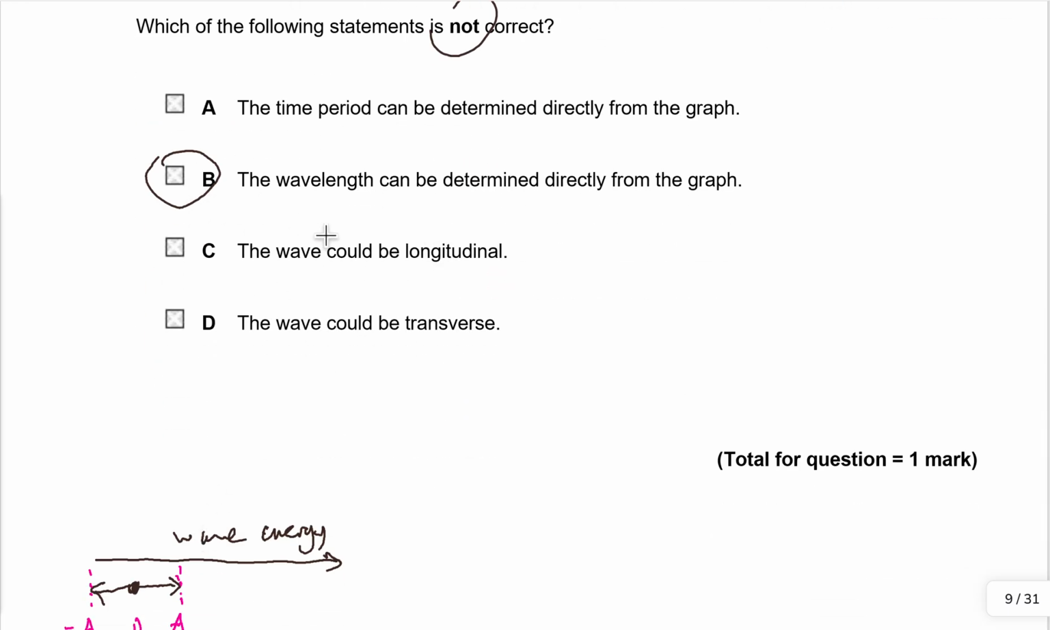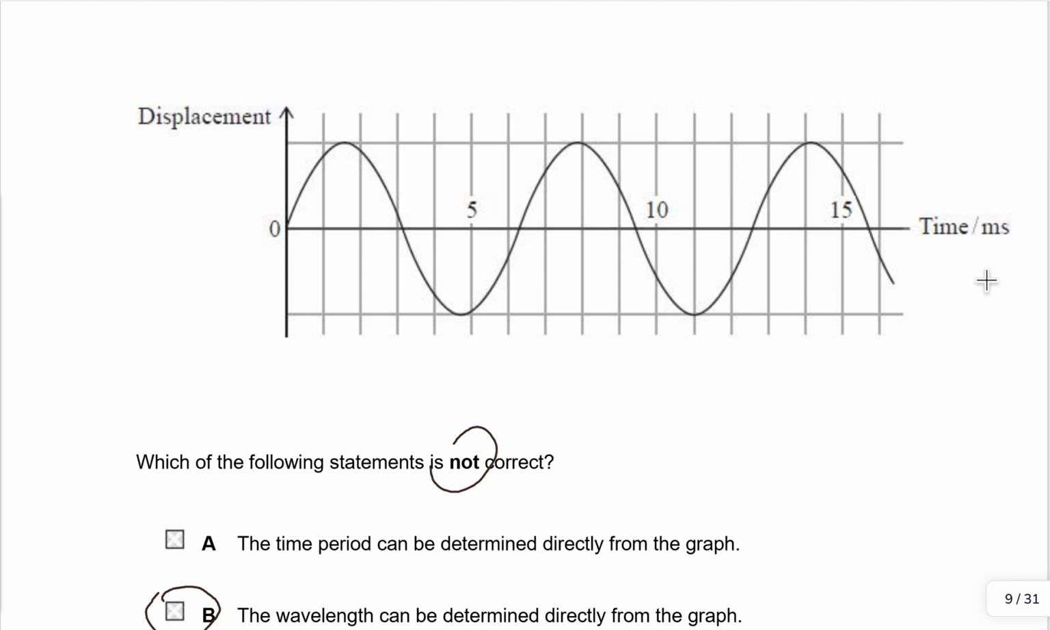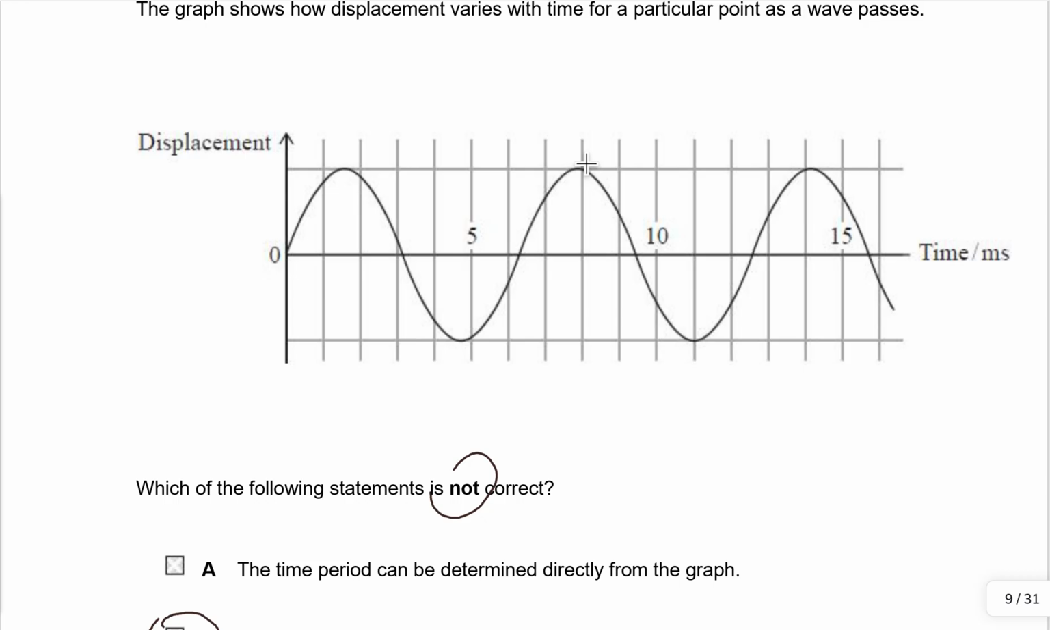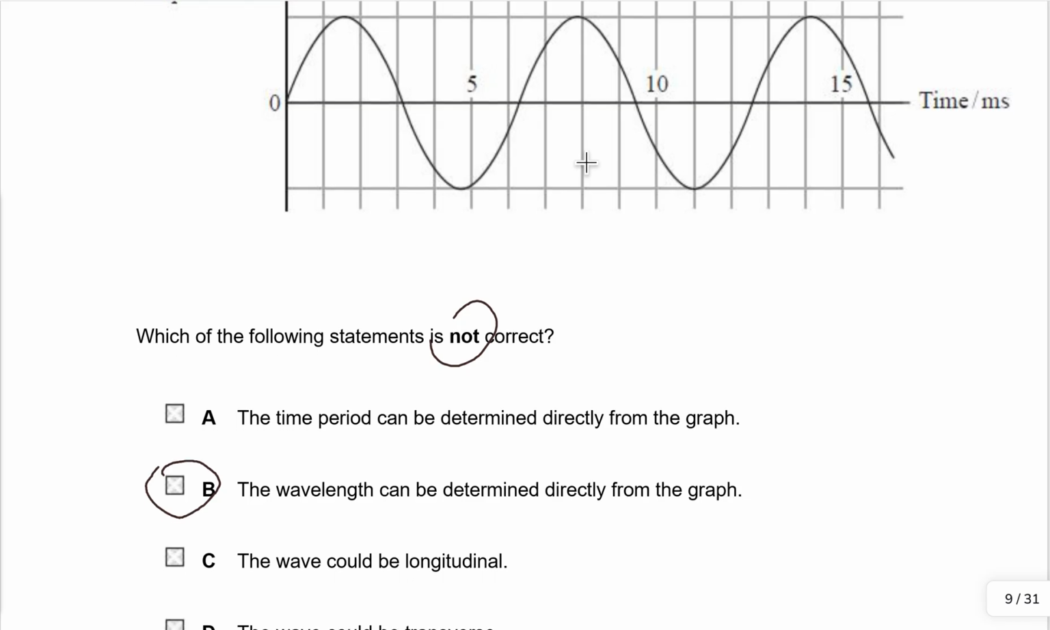And then finally, the actual answer: the wavelength can be determined directly from the graph. No, we cannot. If the horizontal axis was distance, you would go from peak to peak. But here peak to peak is your time period. From time period you find frequency, and if we wanted wavelength, we'd have to know the speed of the wave and use the v equals f lambda formula in conjunction with this graph. However, we cannot take wavelength from this graph based on the information given.